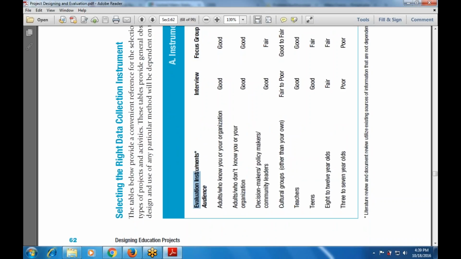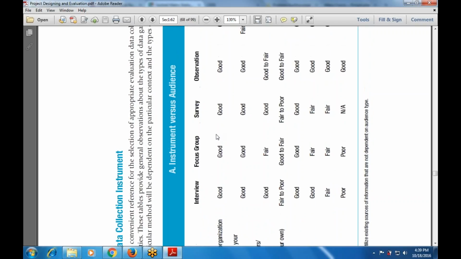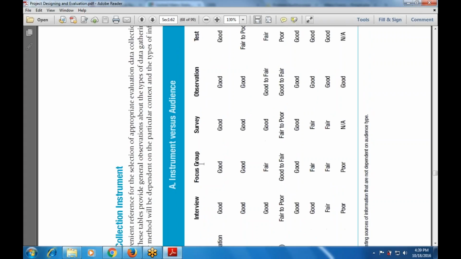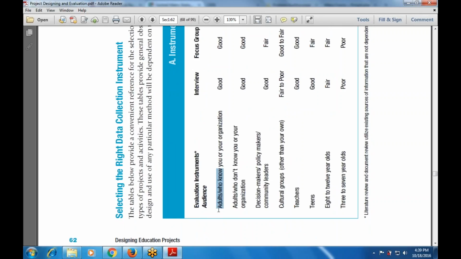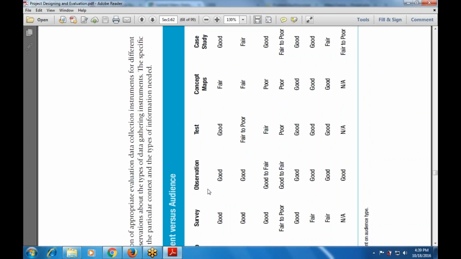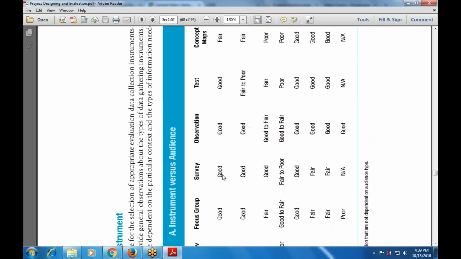First is the evaluation instrument audience: adults who know your organization. Interview is good, this is also good. Concept map is fair because no one knows about the map, no one knows about your organization. Then the next one is adults who don't know your organization. That is fair to poor, then fair.